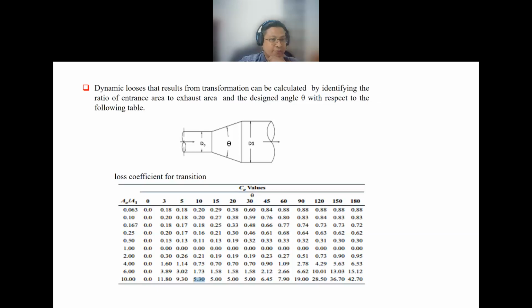Loss coefficient for transition. So we compare by the area ratio. So we can see the ratio, this one, then the theta, this one. So we can choose based on the design.